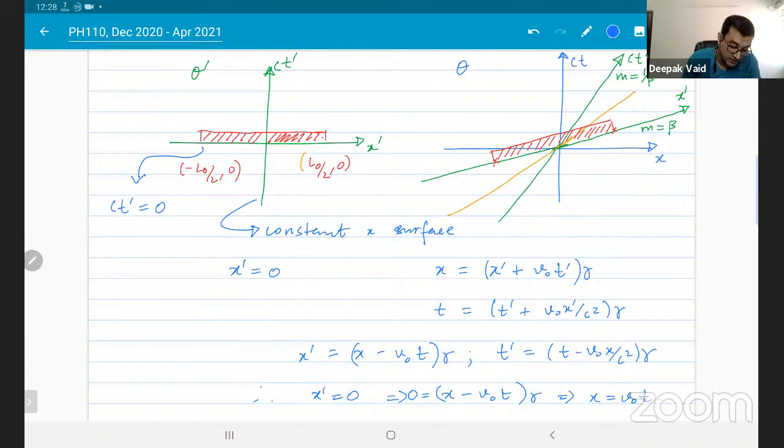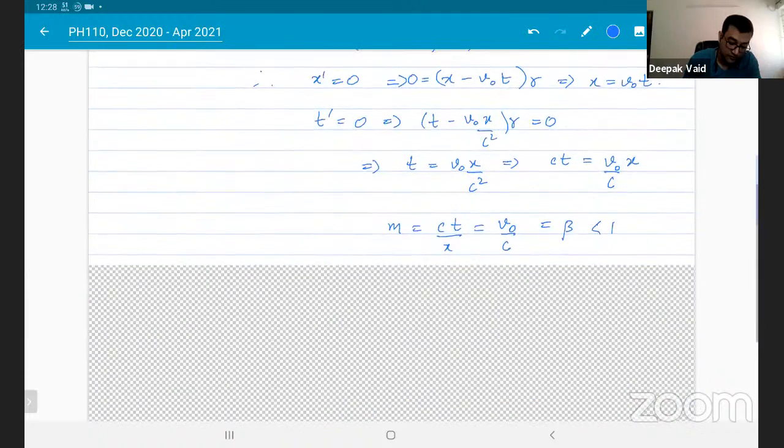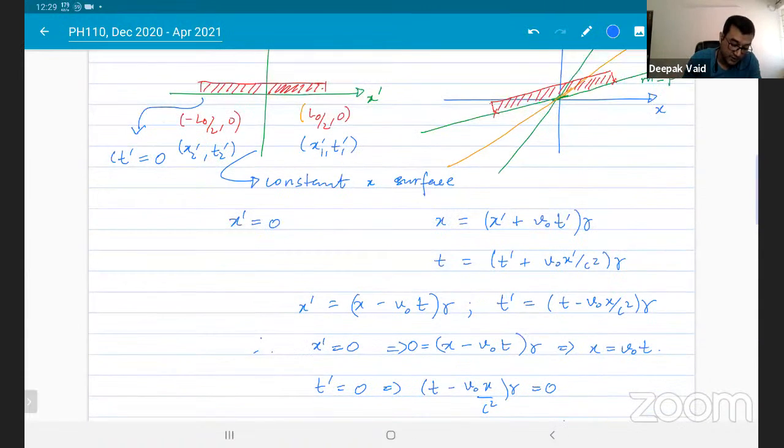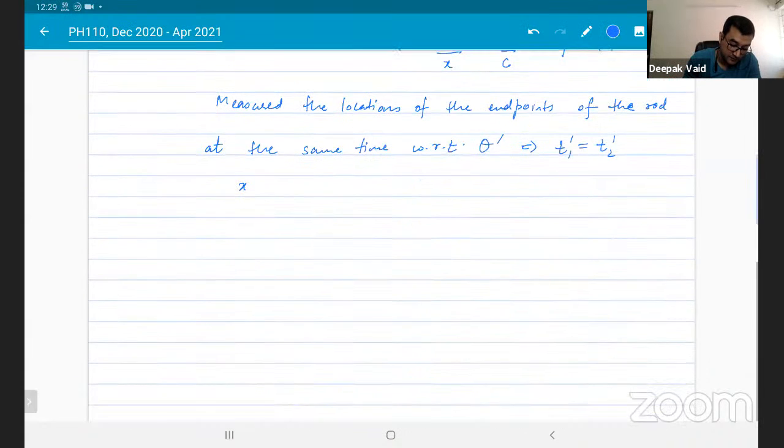And then we took X. So this coordinate we can say is x1 prime comma T1 prime, and this is x2 prime comma T2 prime, right? These coordinates give you the location of the endpoints of the rod. And so what is the length of the rod? T1 prime is equal to T2 prime. So the length is x1 prime minus x2 prime.